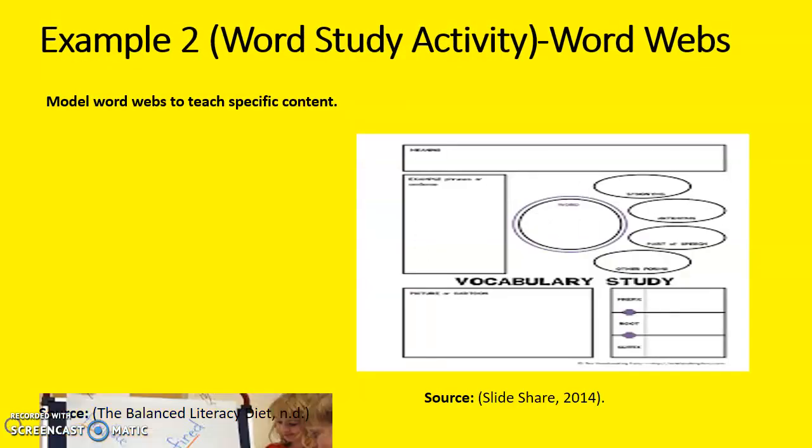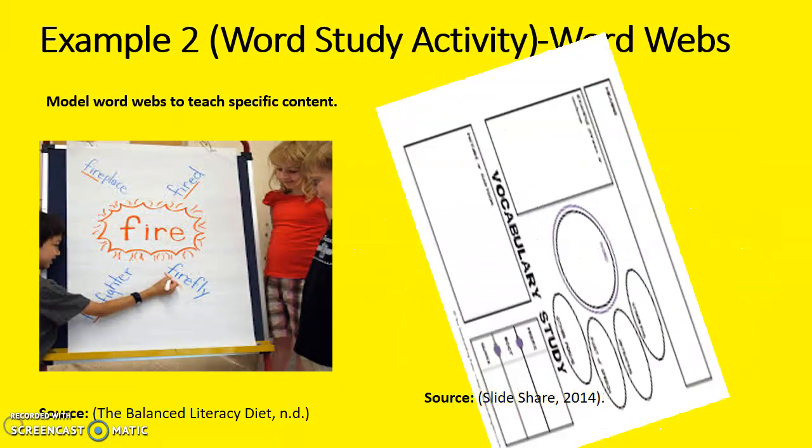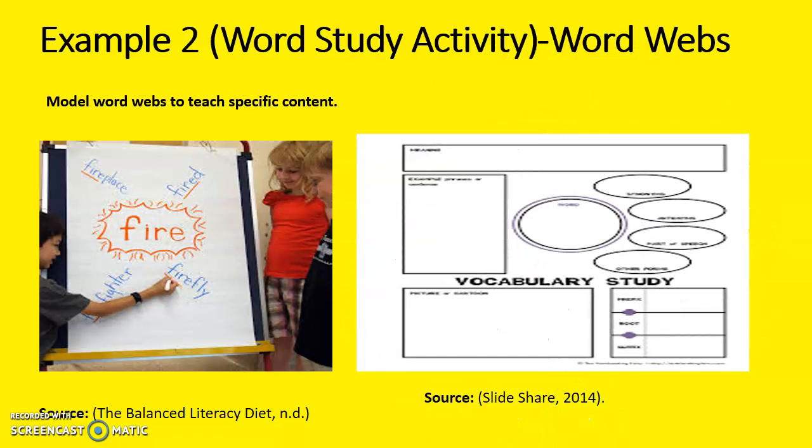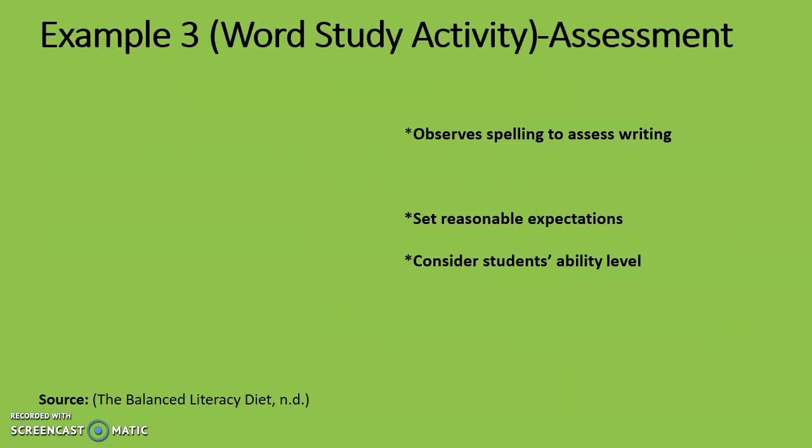Here's a second example, word study with word webs, where the teacher models words to teach specific content, and students use a graphic organizer to transfer that information. So students are working collaboratively. Again, the works of Piaget, Dewey, even the early predecessors of unfoldment theory.